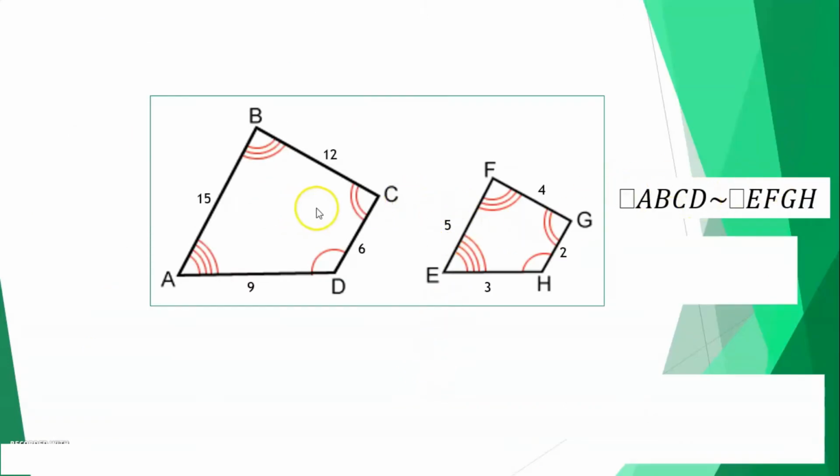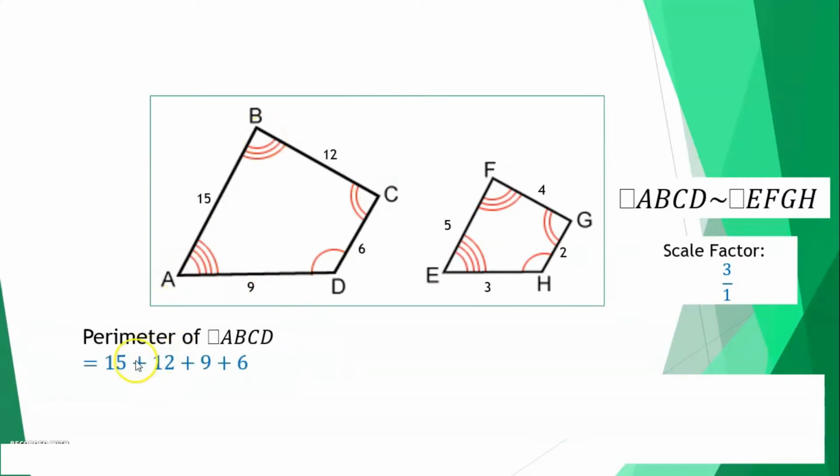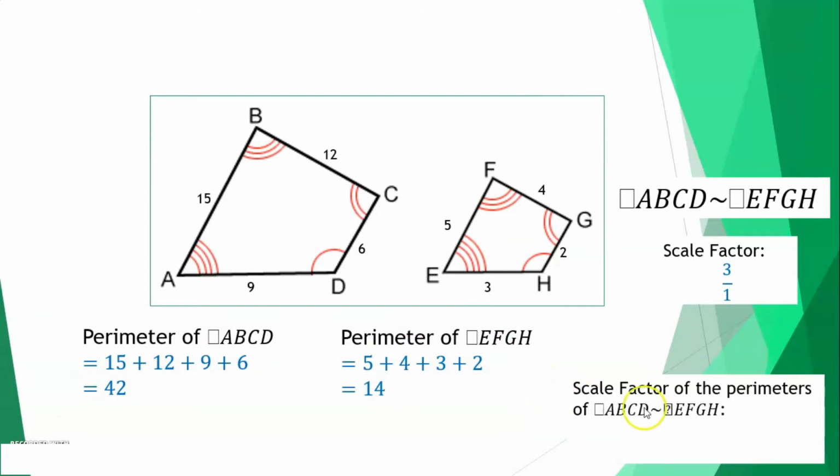Okay, now given this, again, quadrilateral ABCD is similar to quadrilateral EFGH. The scale factor here again is 3/1, or 3:1. Now getting the perimeter of quadrilateral ABCD, we will have 15 plus 12 plus 9 plus 6, or that would be 42. While the perimeter of quadrilateral EFGH is 5 plus 4 plus 3 plus 2, or 14. The ratio of the perimeters is 42/14, or we can simplify it as 3/1.